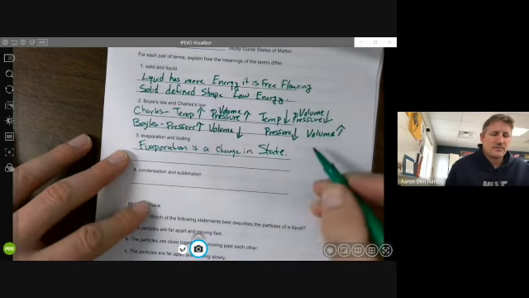Okay, let's take a look at question number 5. It says, which of the following statements best describes the particles of a liquid? Particles are far apart and moving fast. Well, that would be a gas. The particles are close together but move past each other. Yeah, that's a liquid. The particles are far apart and moving slowly. No, that's not true. That would be a solid, where the particles are close. So our answer would be B.